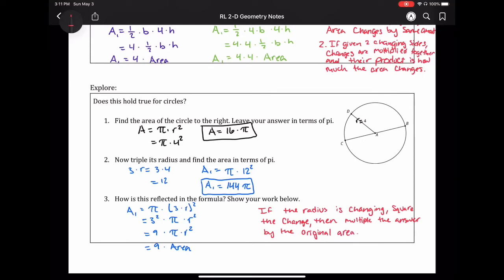All right. So circles are a little different. You're squaring something and then multiplying. If you have two sides that are changing for non-circles, you multiply the changes together and then multiply it by the area. If you have one side that is changing, you just multiply the area by that same change. Now that we've talked about the effects of changing dimensions, we're going to go ahead and do some examples.